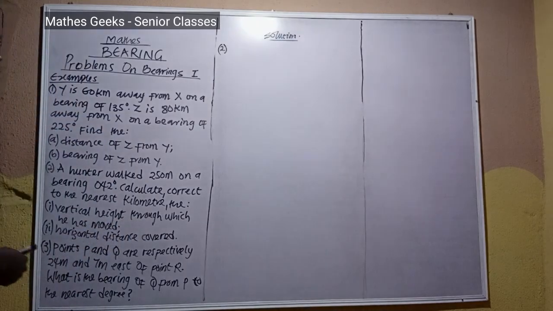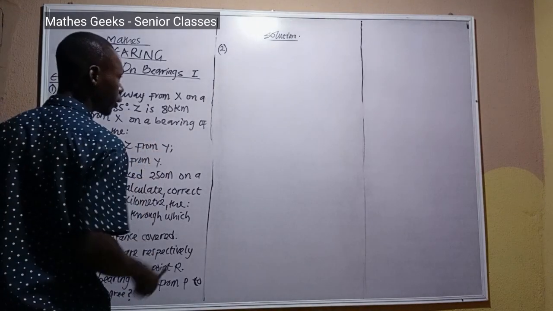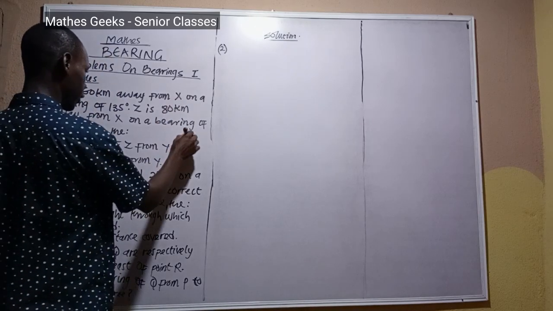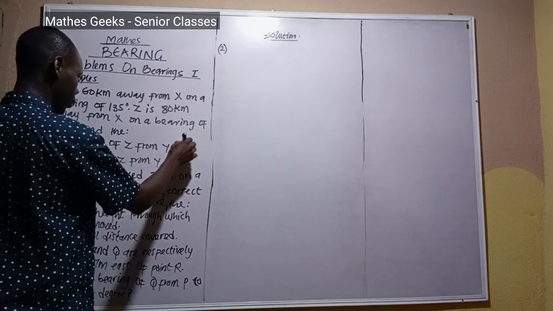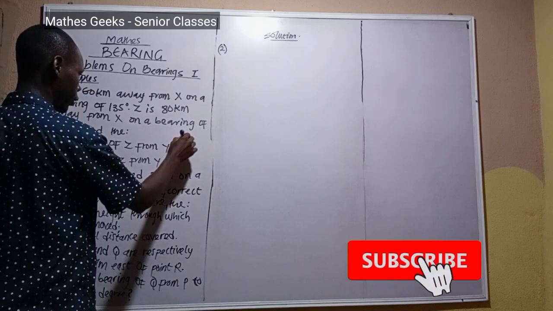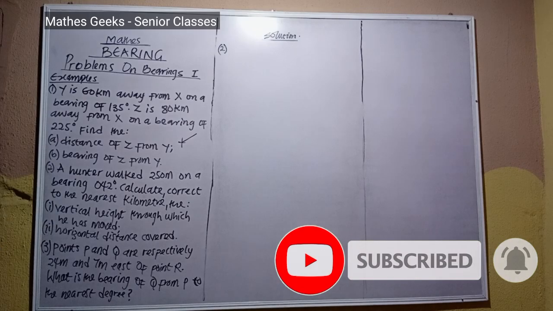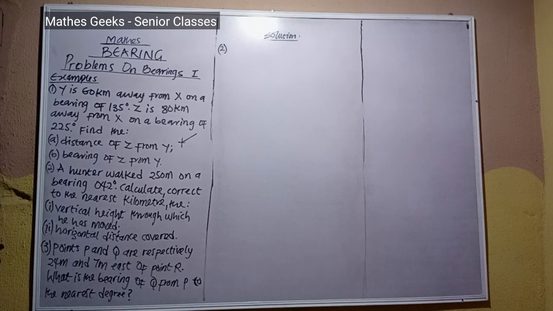A hunter walks 250 meters on a bearing 042 degrees. So let's just take a glimpse of what it will look like. 042 degrees will be like there. Okay, and then calculate, correct to the nearest kilometer, the vertical height moved.